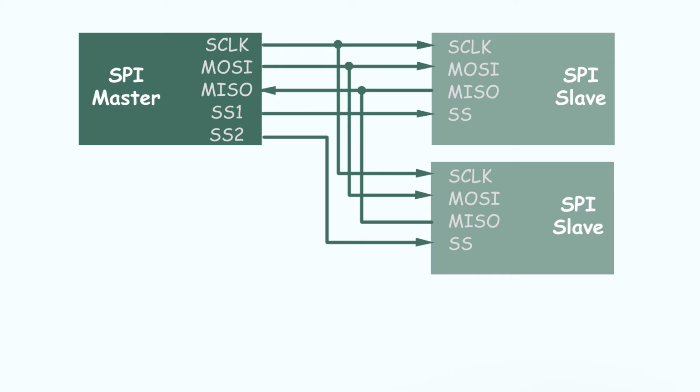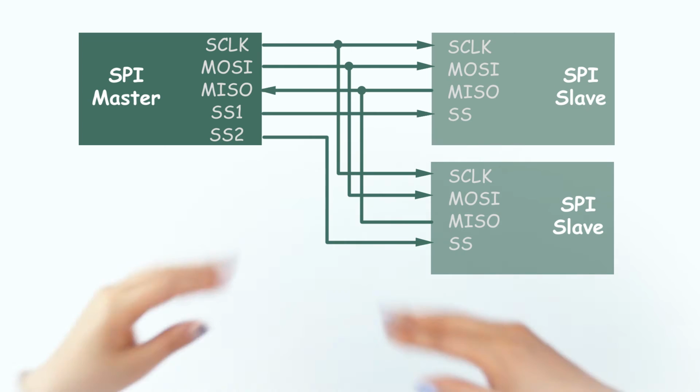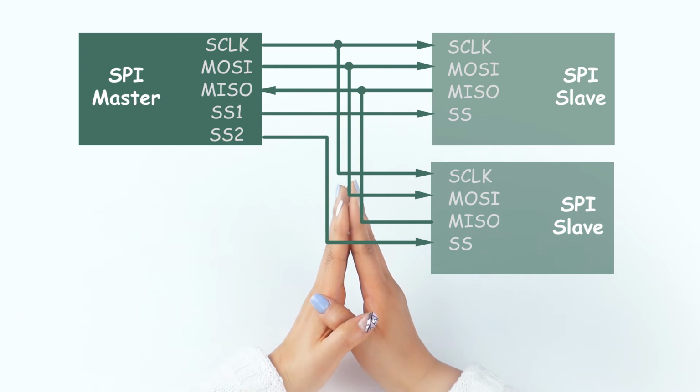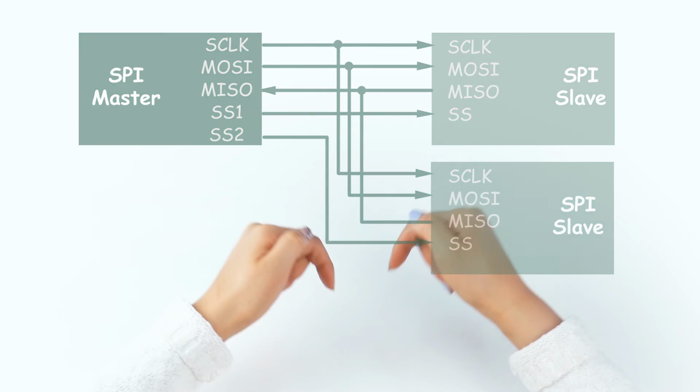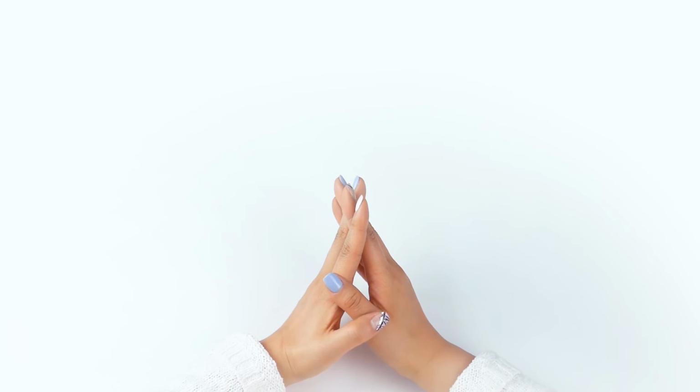MOSI means transmitting from the master to the slave. MISO means what's being transmitted to the master from a slave. The SS pin is usually high when master and slave are not in communication, but the master sends a low signal to a slave to select it and communicate.